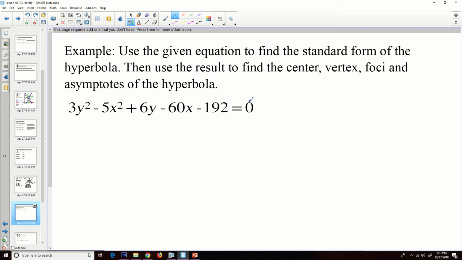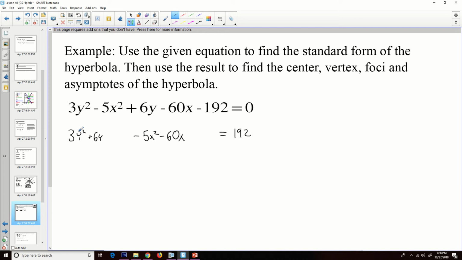And so we're going to collect, just like we did for the ellipses, rewriting this by collecting our x's and our y's. And then we will move the constant to the right. So I'm going to rewrite this as 3y squared plus 6y. And then I'll leave some space, and it'll be minus 5x squared minus 60x. I'll leave some space to complete the square, and then I'm going to move the other over and make it 192.